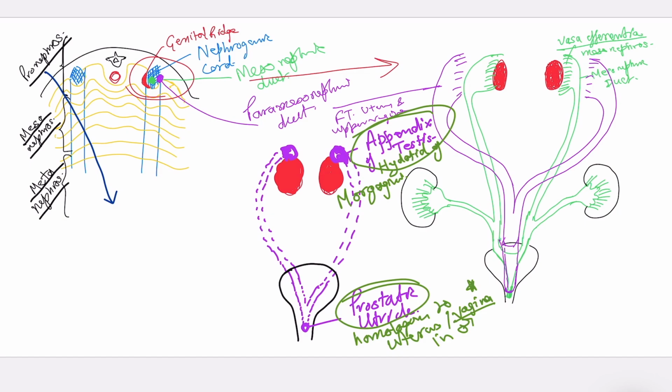So a definitive kidney formed from pronephros is still seen to be functional in some fishes like cyclostomes.